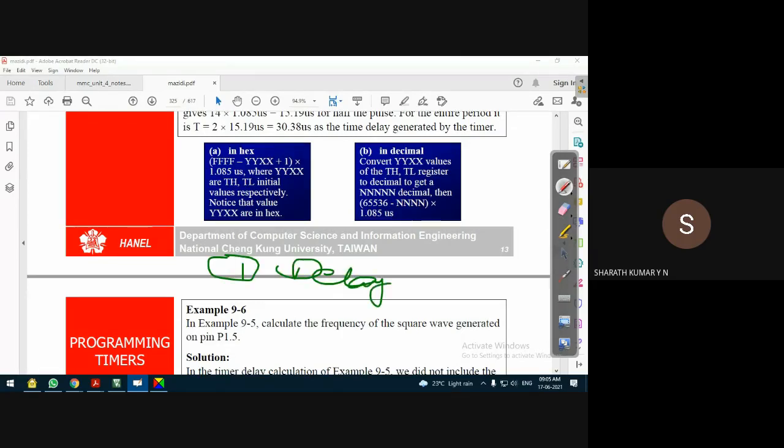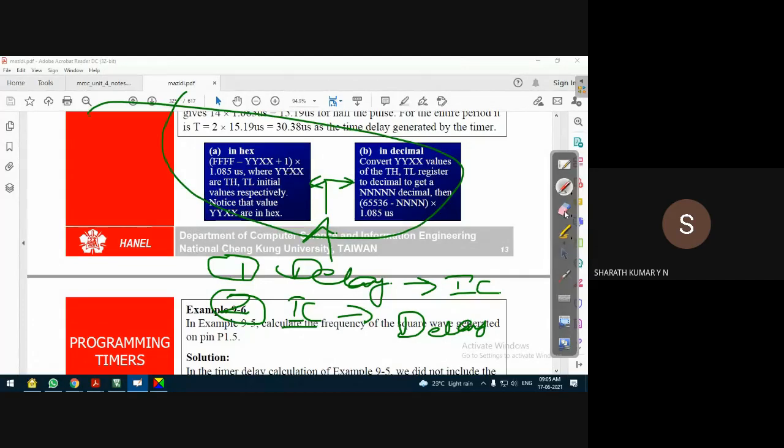The other factor is, given the initial value, calculate the delay generated by the timer. If delay is given, calculate the initial count, the initial value to be loaded to the timer. If initial value is given, calculate the delay. So this can be done in two methods: one is the hexadecimal method, the other is the decimal method. This we discussed in the last class.